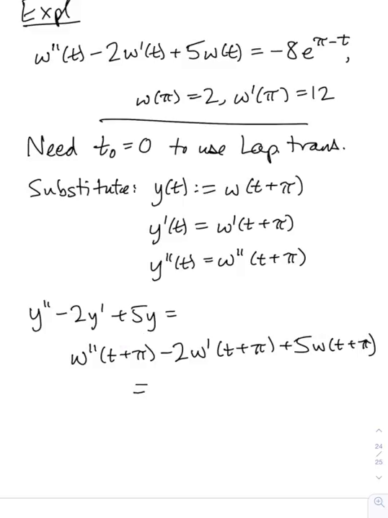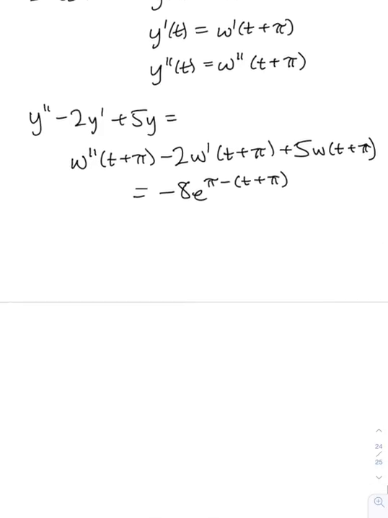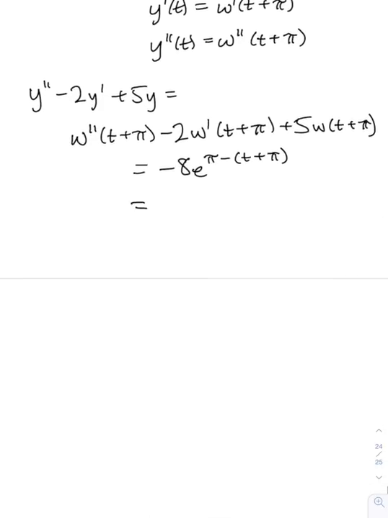Well, go back to the original differential equation in the example, and what you're looking at there on that last line, you're looking at the left-hand side where we've plugged in t plus pi. So that's exactly equal to the right-hand side where we plug in t plus pi. So it's negative 8 e to the pi minus the quantity t plus pi, which then simplifies to negative 8 e to the, well, pi minus pi cancels, e to the negative t.